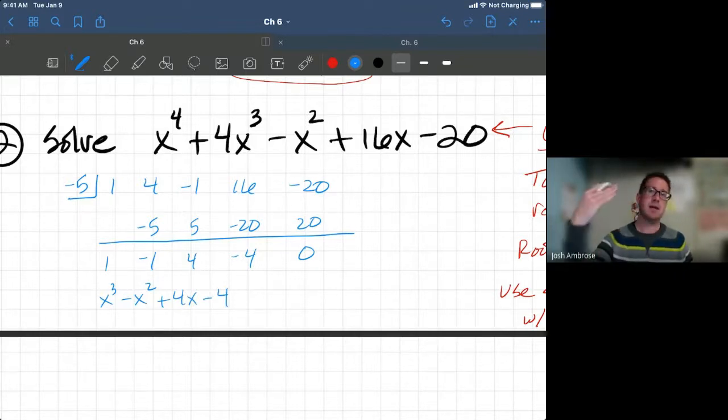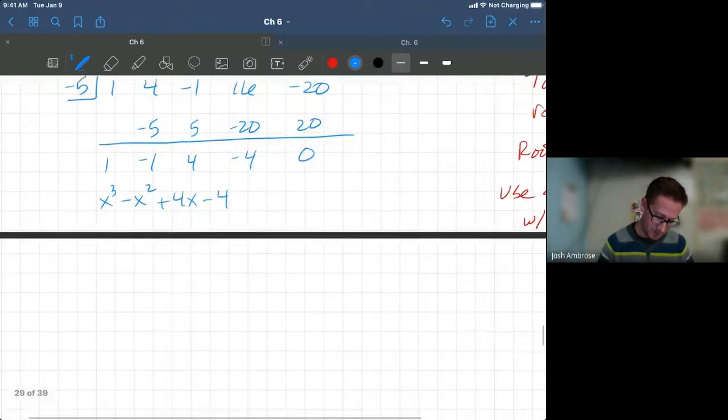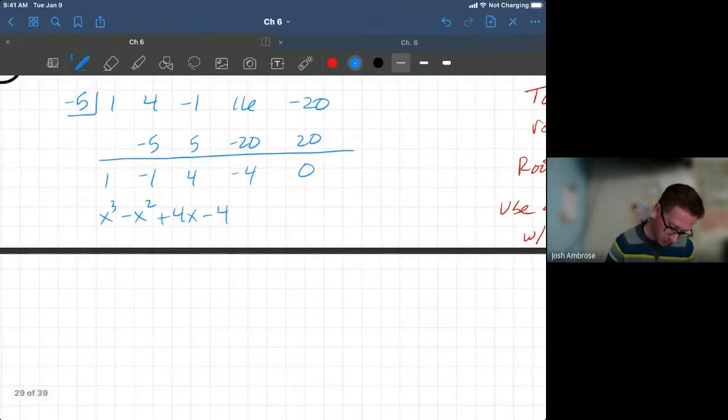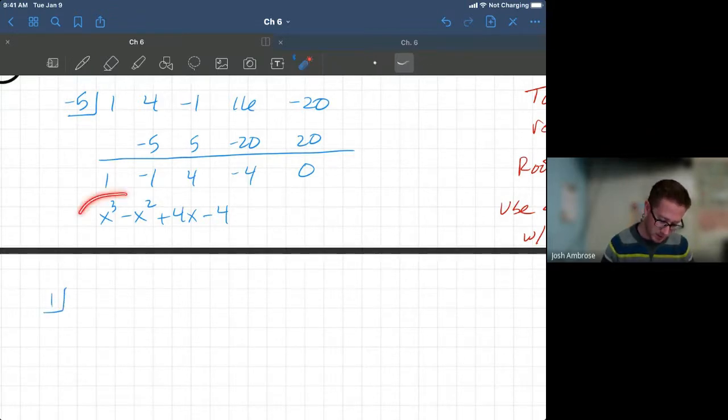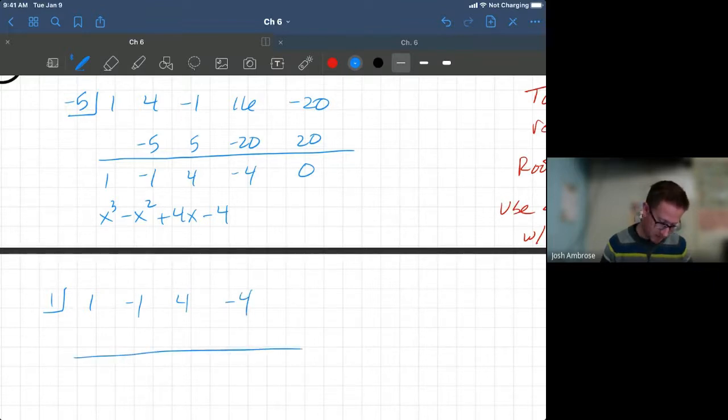Now we're going to have another round of synthetic division where we use the number 1. We're going to use this polynomial right here, again with synthetic division. So let's write our coefficients. We have 1, -1, +4, -4. Let's go through our steps. The first one drops down. Put a 1 there, it zeros out. Got a 0 here, a 4.